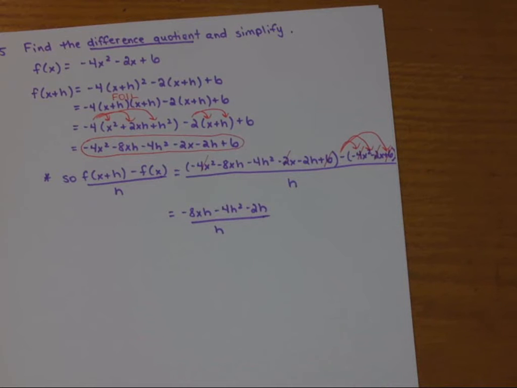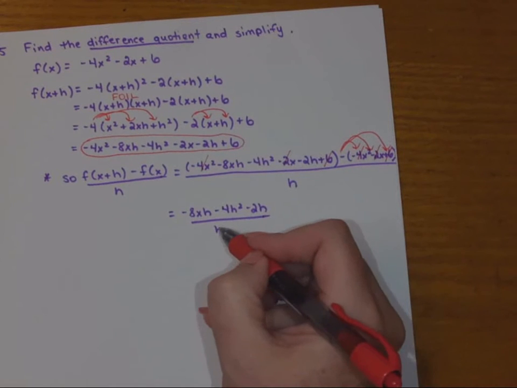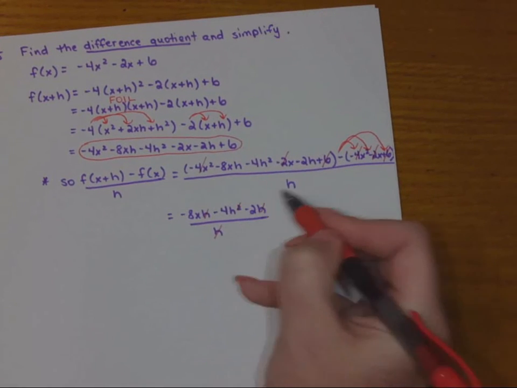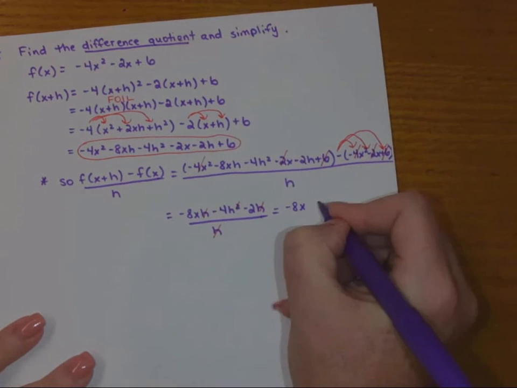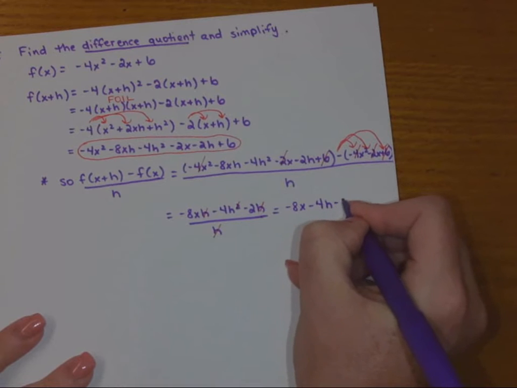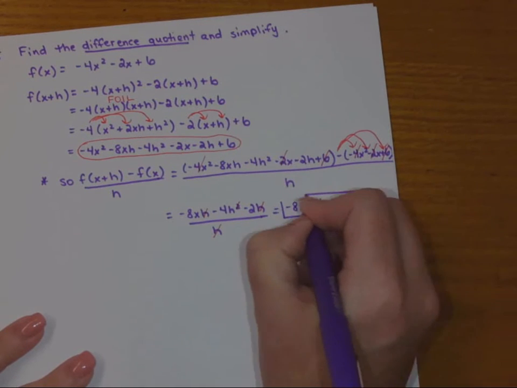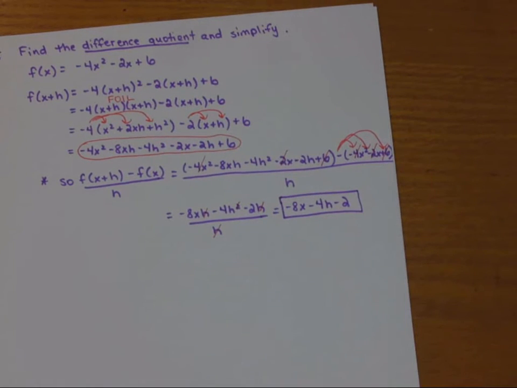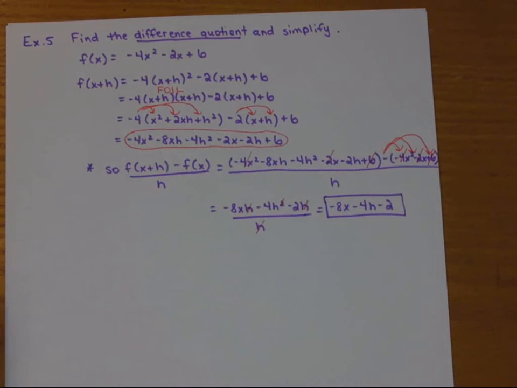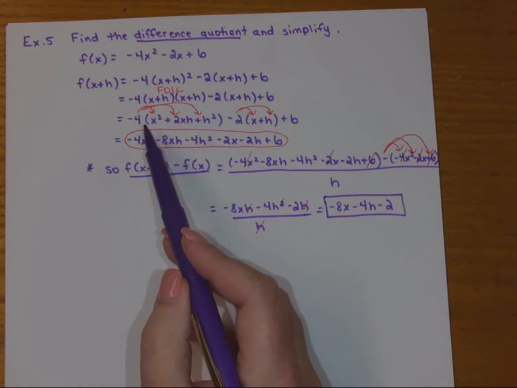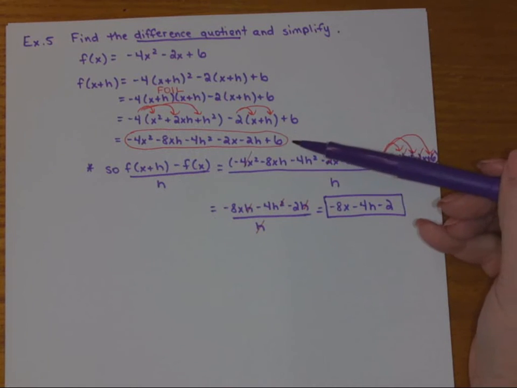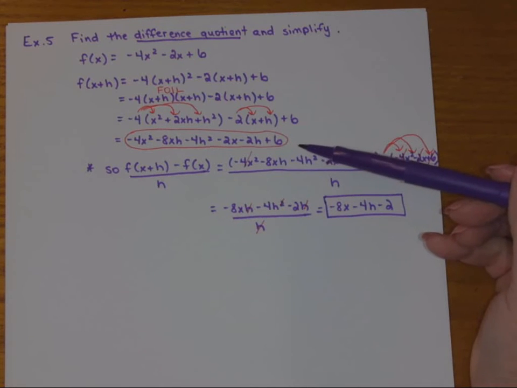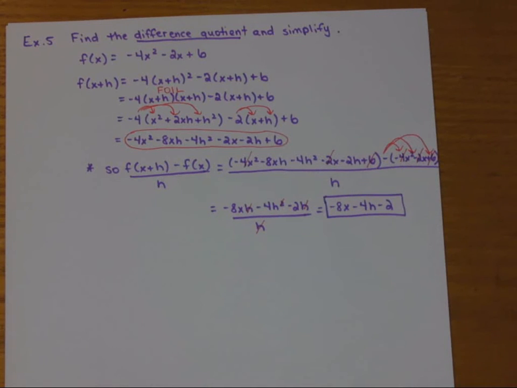And then just like example 4, notice what we can do next. There's an h in everything. So with the fraction, we can cancel it out. And so in the end, we just get negative 8x minus 4h minus 2. Okay, so if you can stick with it, the individual steps to this problem are not that difficult. There's nothing more difficult than foiling and distributive property. It's just that you need to go slow enough and maybe work out the most difficult piece, which is f of x plus h, off to the side before you begin.